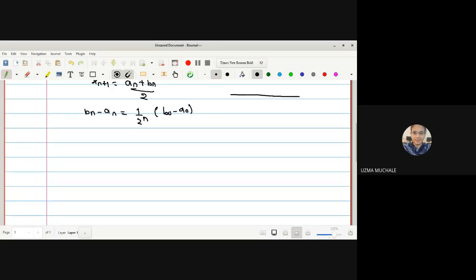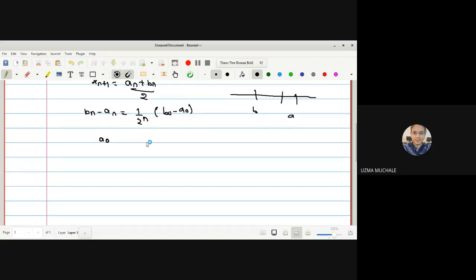In the last lecture I have shown you with the diagram what b naught and a naught are, and how to bisect the interval. Those who don't remember, please go to the last lecture and you can see how the interval is divided. I have shown it with an example also. So here bn minus an is nothing but 1 upon 2 raised to n times (b naught minus a naught).